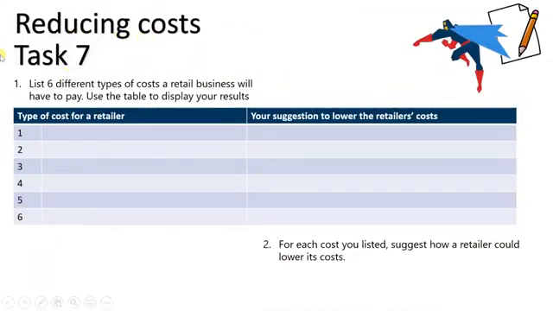Task 7. Reducing costs. List 6 different types of costs a retail business will have to pay. Use the table to display your results. Use the first column on the left. Task 7.2. For each cost you've listed on the left-hand side, on the right hand of the table, suggest how a retailer could lower its costs.